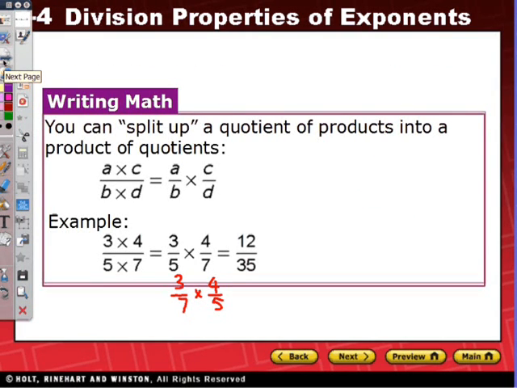It is possible to split up a quotient of products into a product of quotients, meaning you can break it up from being one big fraction with multiplication into 2 smaller fractions. That's totally legal, totally fine, as long as what's in the numerator stays in the numerator and what's in the denominator stays in the denominator. The order of it doesn't actually matter. And it doesn't matter if it's 1 fraction or 2. So that's just a little reminder.